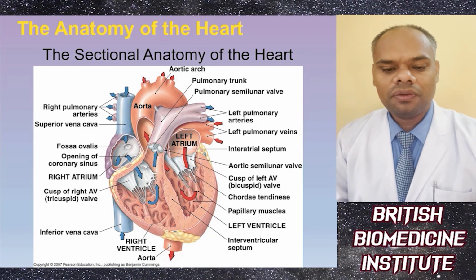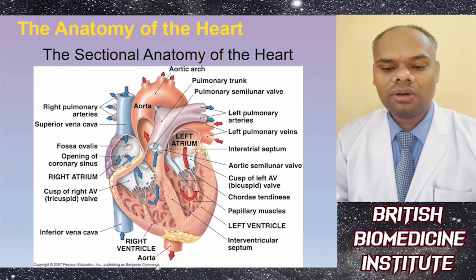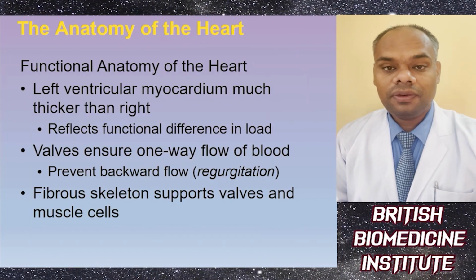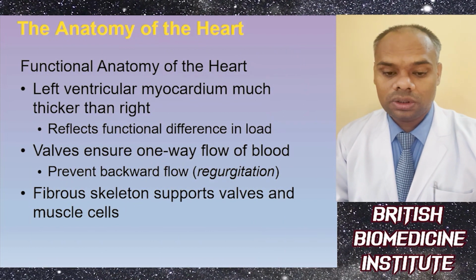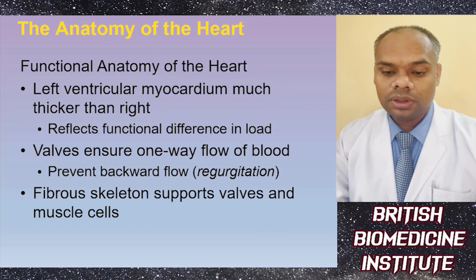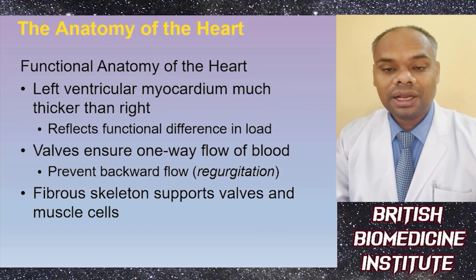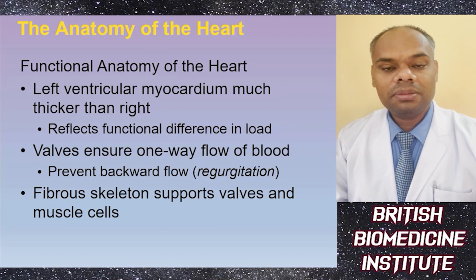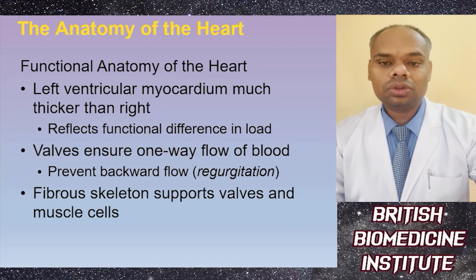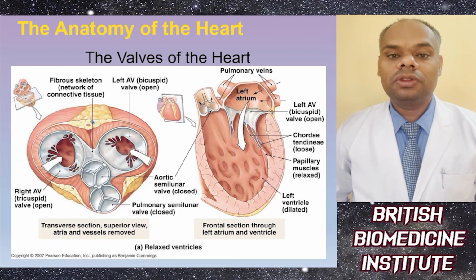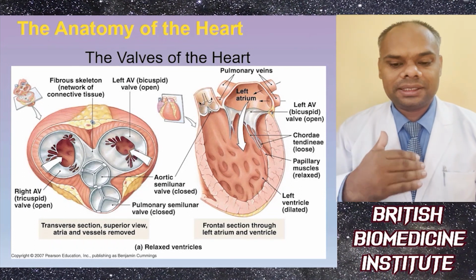So the functional anatomy of the heart: the left ventricular myocardium is much thicker than the right, because it reflects a difference in the load. Valves ensure one-way flow of the blood. They will prevent backward flow. The fibrous skeleton supports the valves and muscle cells. So the valves of the heart basically help in preventing the blood from flowing backward.